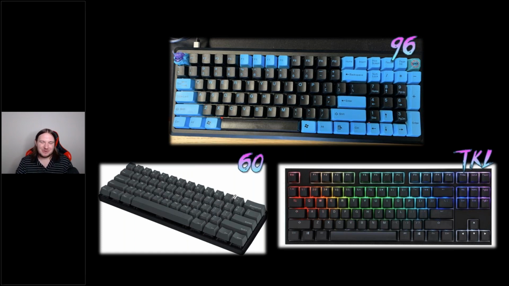The bottom left-hand corner is that 60% board. We saw the configuration example of that recently. That is a very common form factor to find, and it's actually the keyboard that I recommend people build for the first time because it's pretty easy to put together. And in the bottom right-hand corner is a TKL, or ten-keyless, which means it has pretty much all your normal keys except for the number pad on the right-hand side.